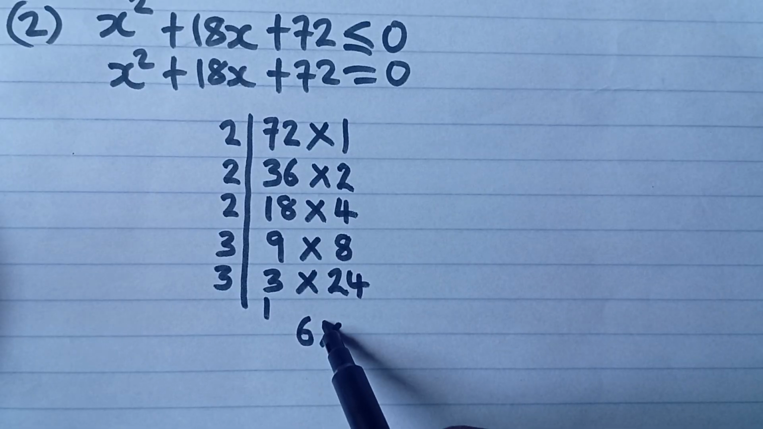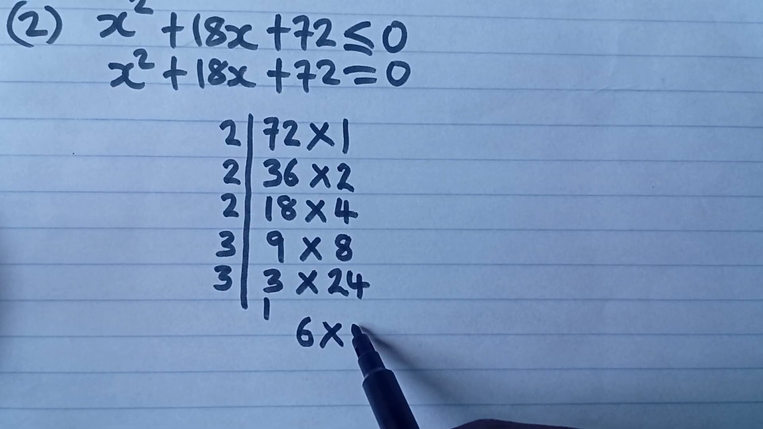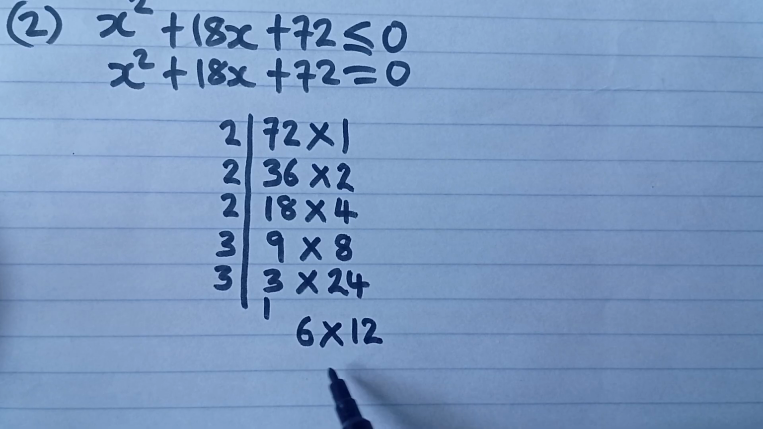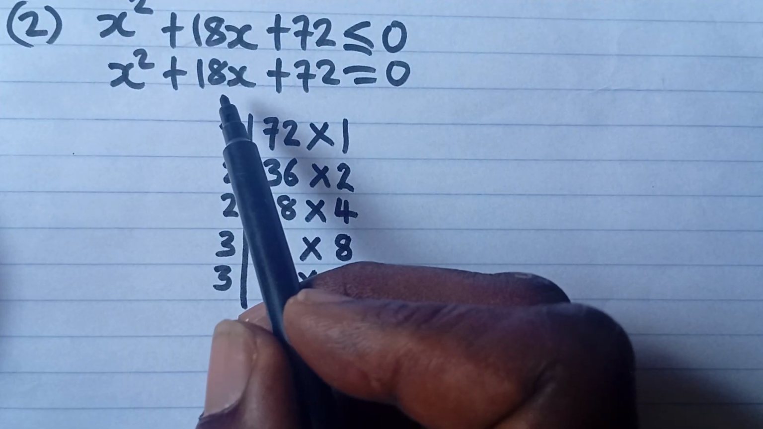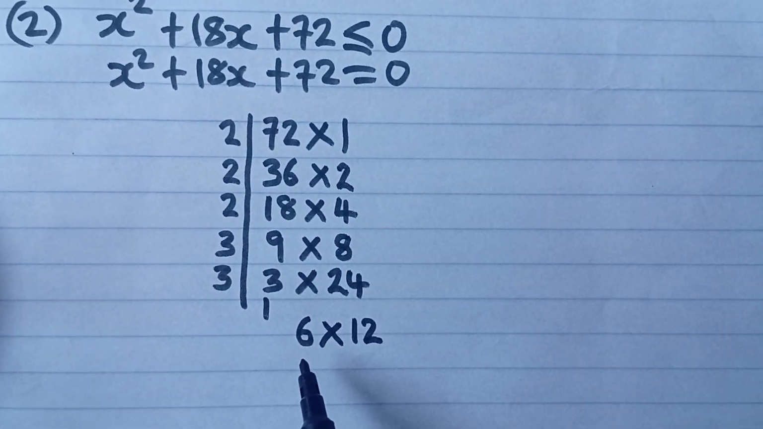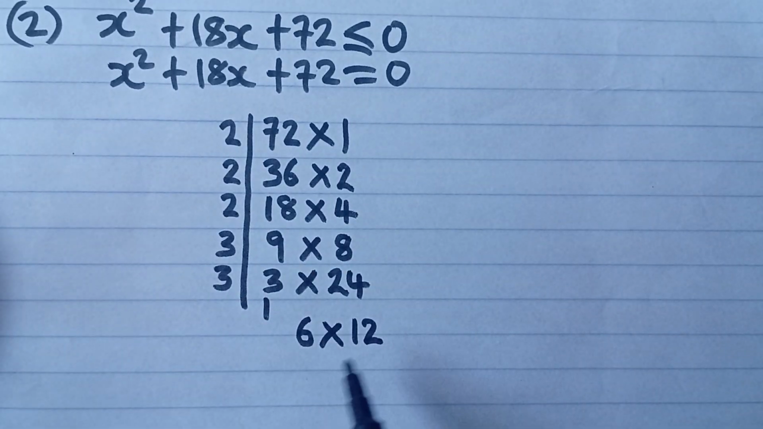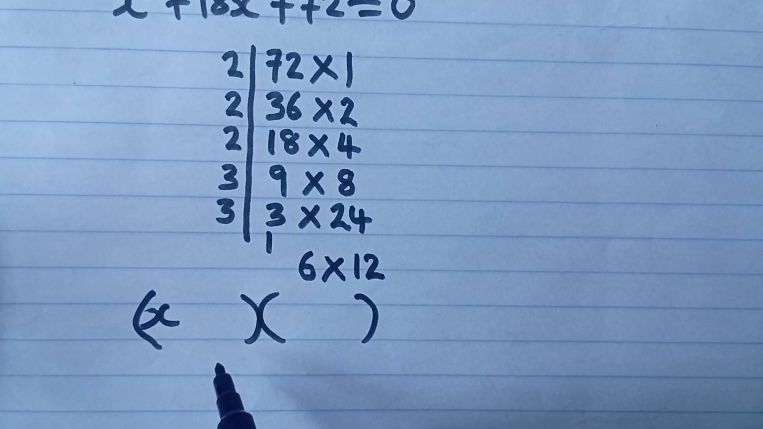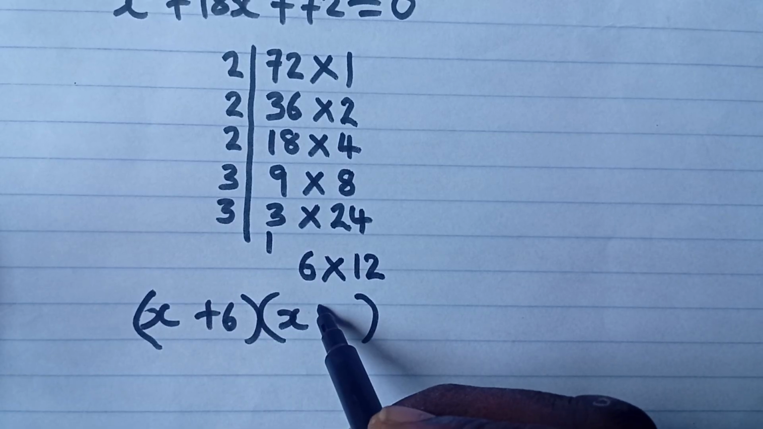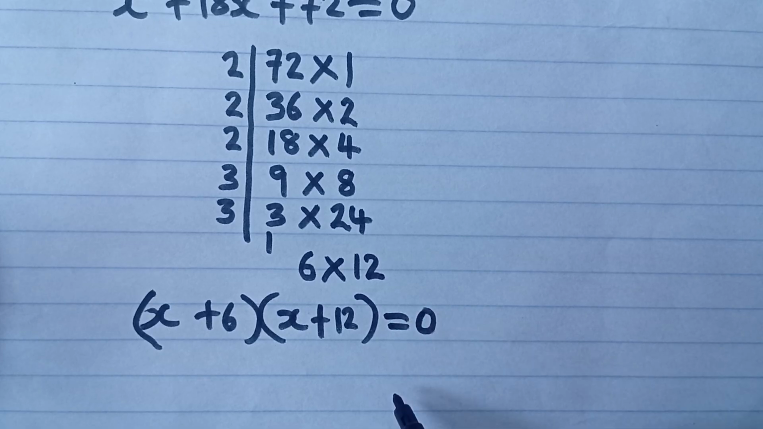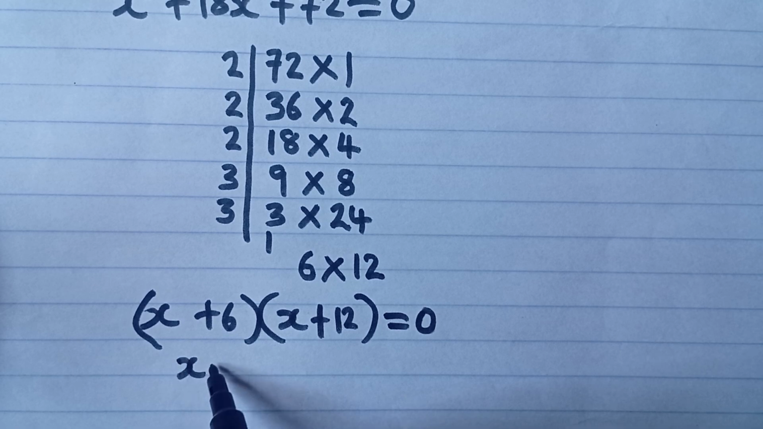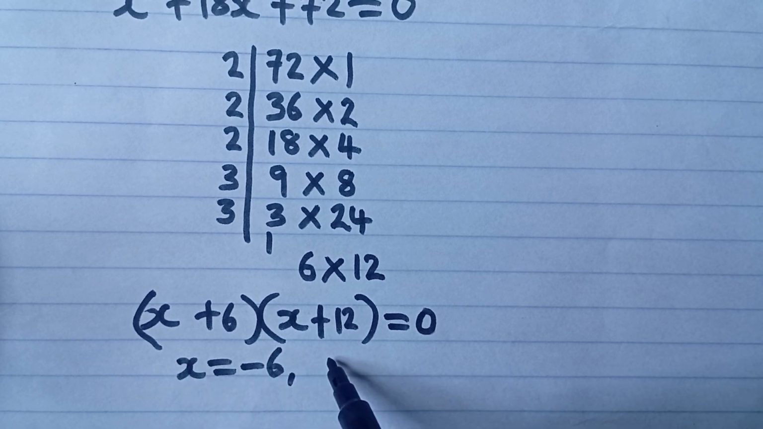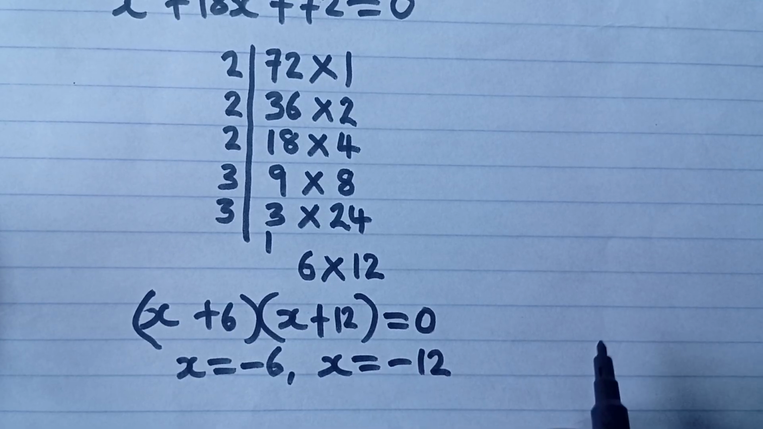So 6 times what will give us 72? That should be 6 times 12 will give us 72. So 6 and 12 now, the question is, can we combine 6 and 12 to give us this 18? Yes. 6 plus 12 will give us 18. So the right factors that we need for this equation are 6 and 12. So we open up brackets, and then we put in 6 and 12. They are both positive values. So I say x plus 6, and x plus 12, and we equate it to 0. So that means if we equate each of these brackets to 0, we now have x is equal to negative 6 as one of our answers, and then x is equal to minus 12 as the second answer.